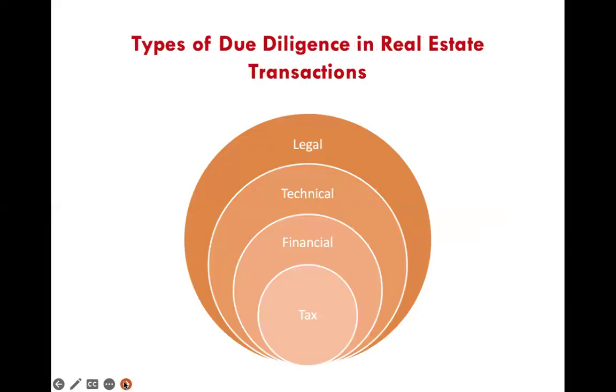In terms of the types of due diligence in real estate transactions, there are at least 4 types. So you have the tax due diligence, you have the financial due diligence, you have the technical due diligence, and then you have the legal due diligence. Now, I have arranged these 4 due diligence types in concentric circles in this form to highlight a very important point.